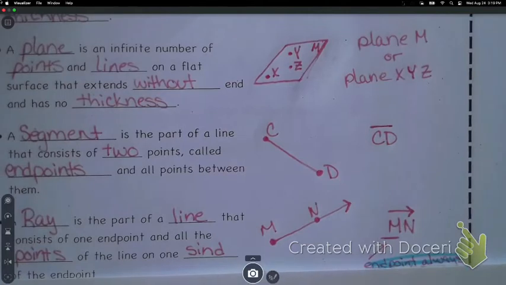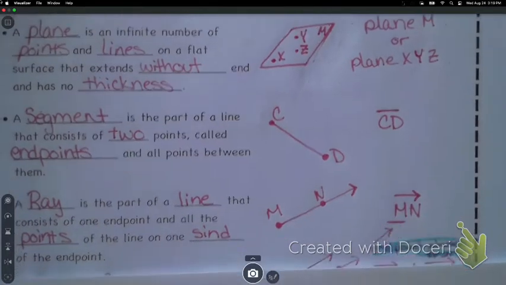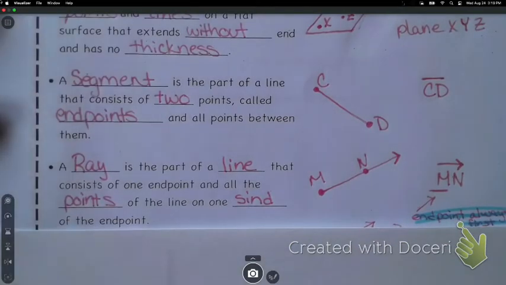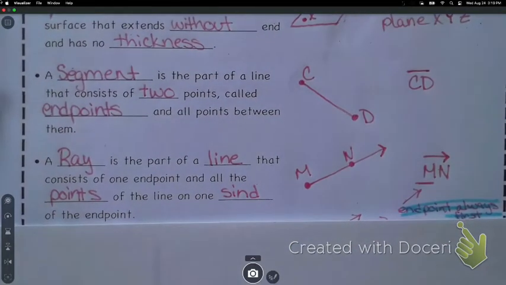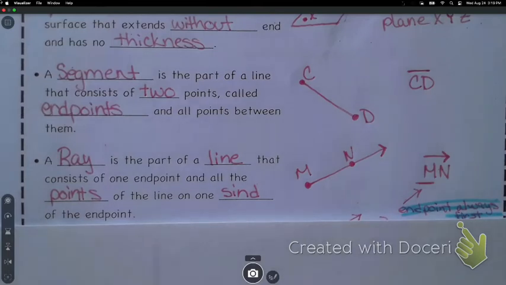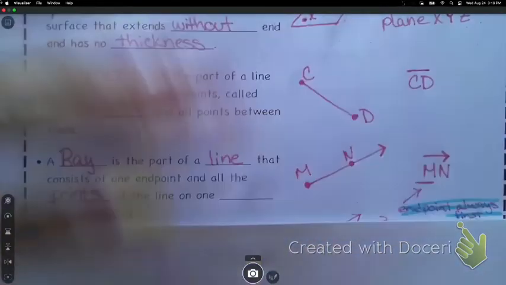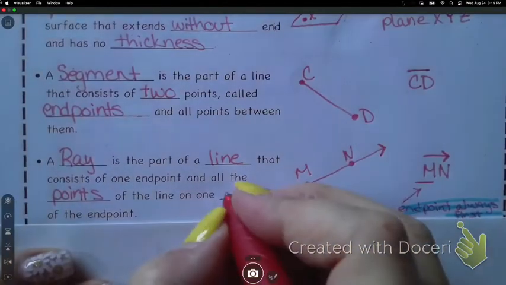Okay. A ray is a part of a line that consists of one endpoint and all the points of the line on one side, and that is not how you spell side. Nobody last time said, Mrs. Mick, side.